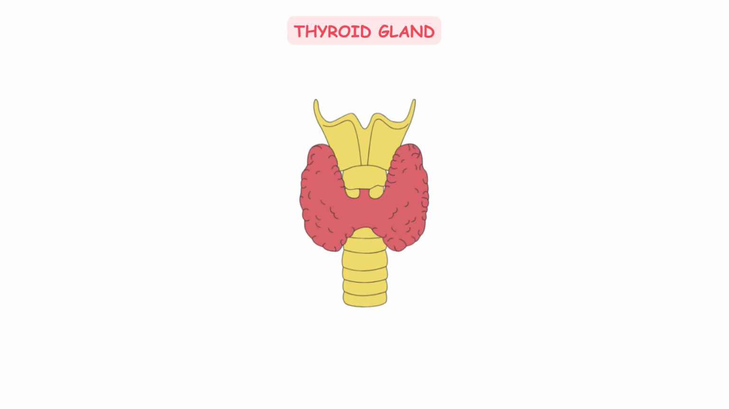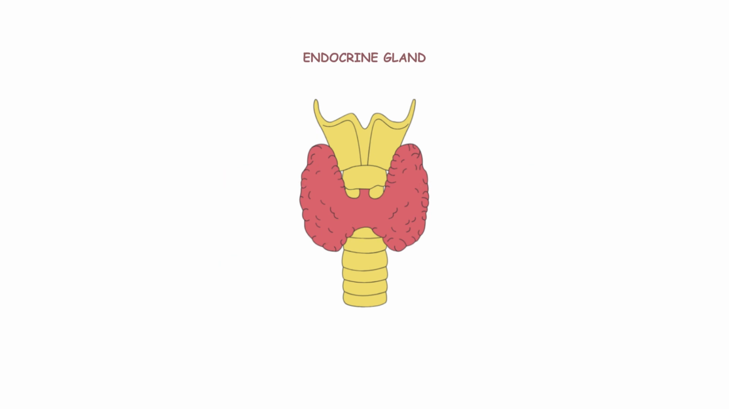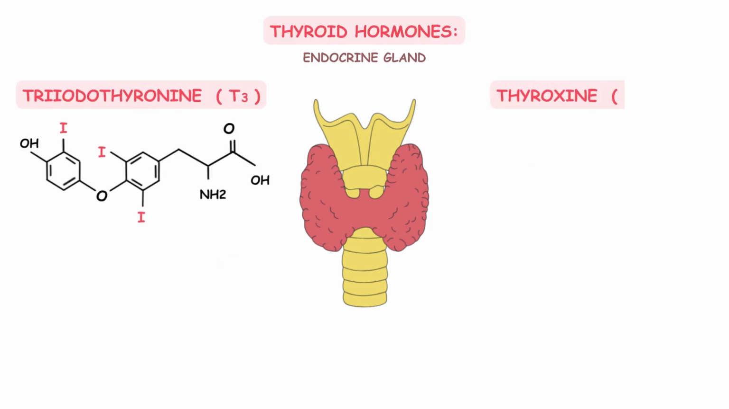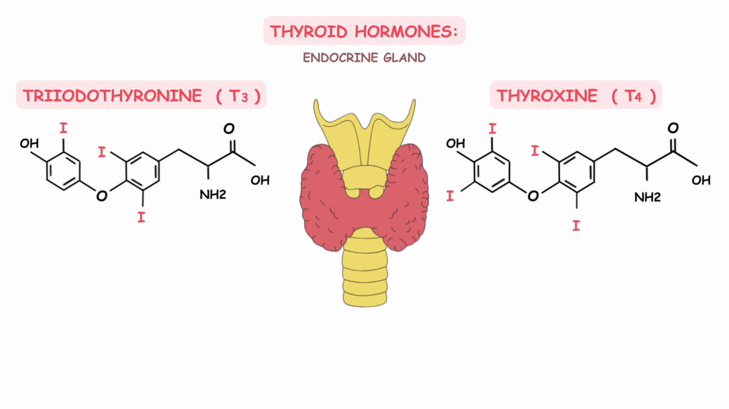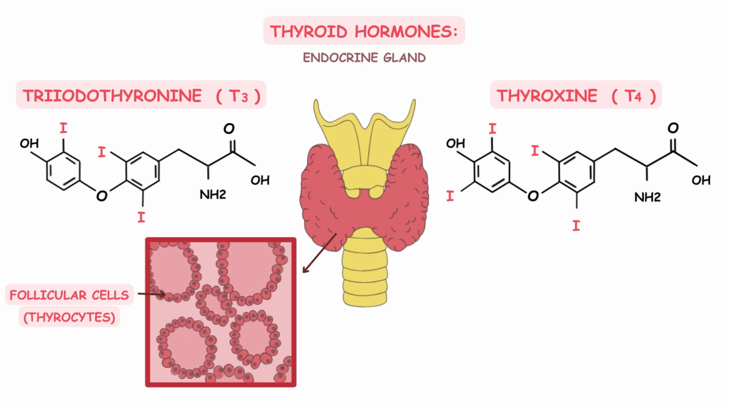The thyroid gland is a butterfly-shaped endocrine gland that is located in the anterior part of the neck, just below the larynx. It consists of two lobes connected by a small bridge called the isthmus. The thyroid gland produces two primary hormones, triiodothyronine and thyroxine. These hormones are synthesized within the follicular cells or the thyrocytes.